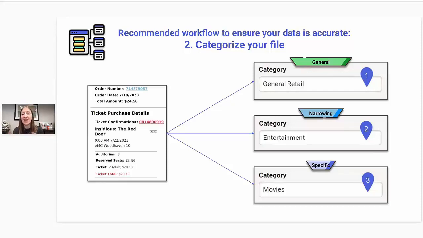And if I wanted to be as specific as I possibly could, I could go with a level 3 category for this file, which would be more like movies or movie ticket. And then when I'm running a report including this file, not only am I starting to see how much I'm spending on entertainment overall, but I could actually start to analyze different types of entertainment, like how much I'm spending on movies versus sporting events versus concerts.